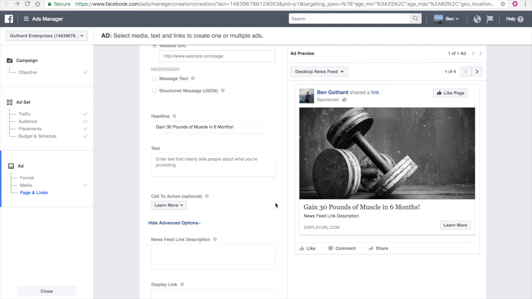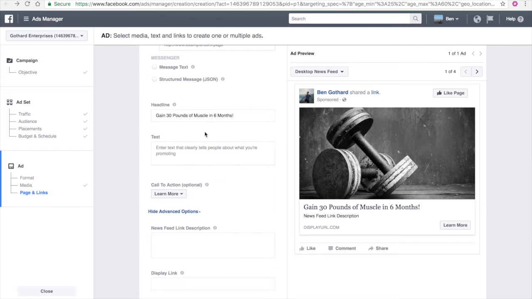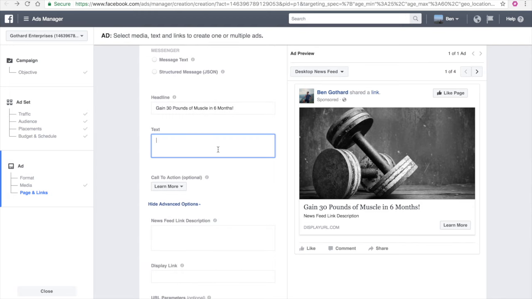So when they say, oh wow, 30 pounds of muscle in 6 months, that's pretty big, especially if you're targeting people like weightlifters, who are not necessarily trying to lose weight, but are more trying to gain. Then this would be an appropriate headline for them. Now, if you're selling to people who need to lose weight, maybe it would say lose 30 pounds of fat in 2 months. Whatever it is for your purposes, make sure to customize that for your ad.